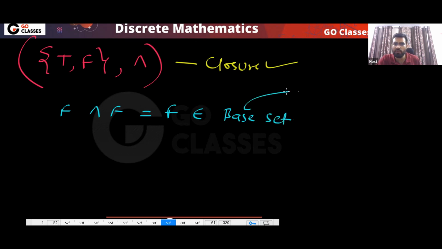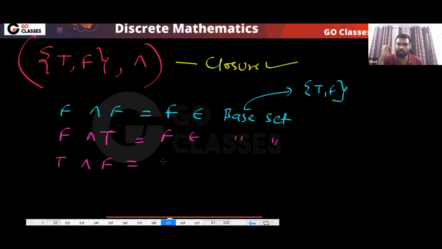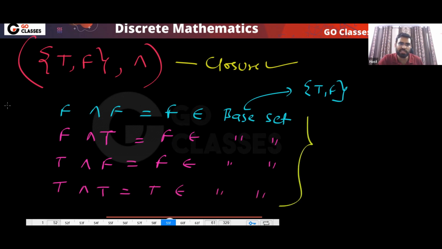What is your base set? Can anyone tell me what the base set is? The base set is true comma false. So whatever two elements you take, same or different, you can notice that the result belongs to the base set. You can take FF, FT, TF, TT. Whatever two elements you take, the result belongs to the base set. So I can say that this will satisfy closure property.